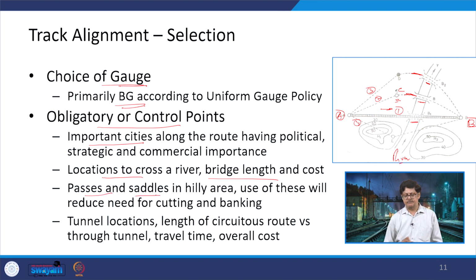Passes and saddles in the hilly area. If this is a hilly area, and there is a possibility of moving through it, that is okay. But in this particular example it is not possible, because there is a river flowing between the two hill systems. So, we need to identify whether it is possible or not. If it is possible, we use that.